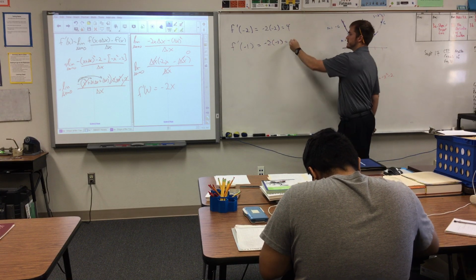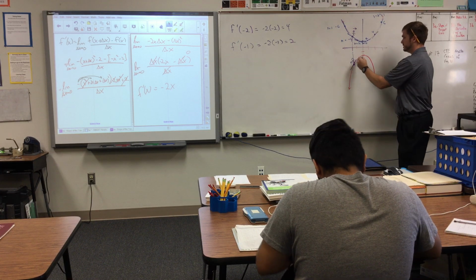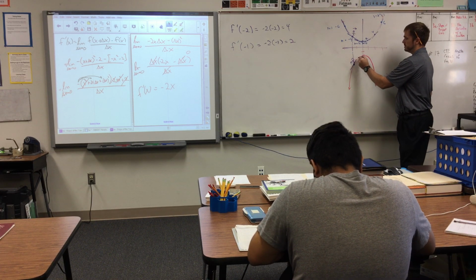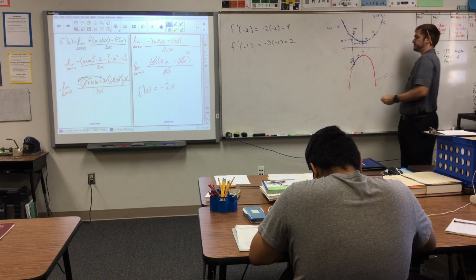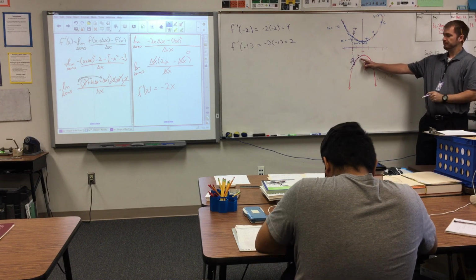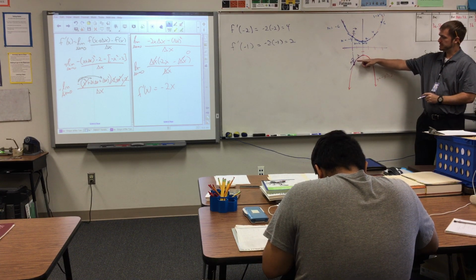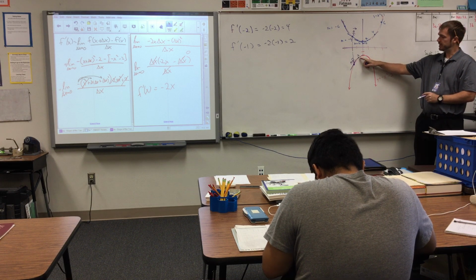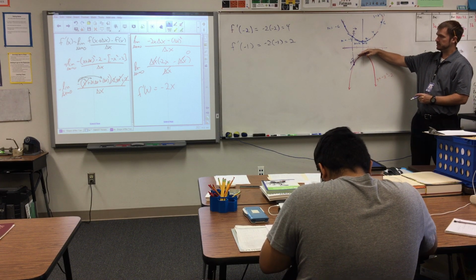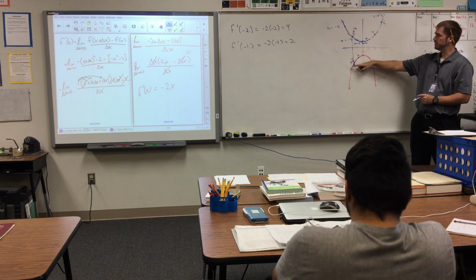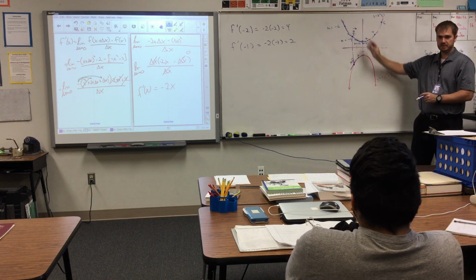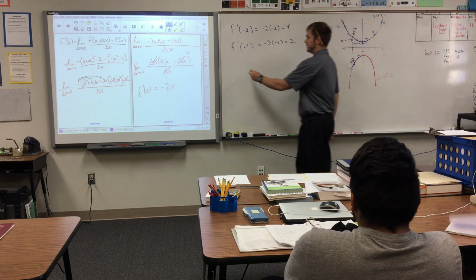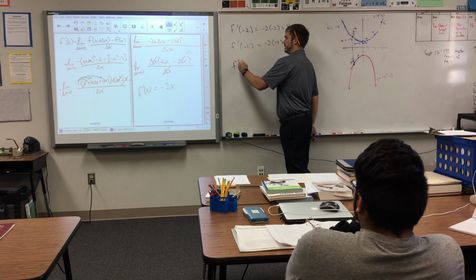Negative 2 times negative 1 is going to be a positive 2. Looking at the graph, it's definitely positive right here on the parabola, and it's definitely less steep than the 4, and we're not going to pay attention to anything above the x-axis, though I would say it's not too bad.